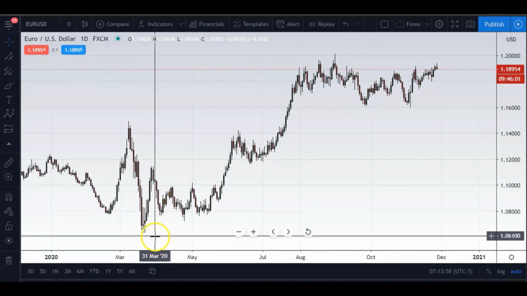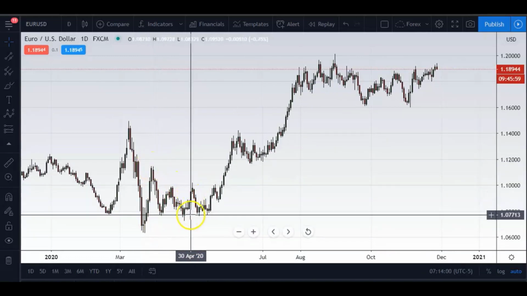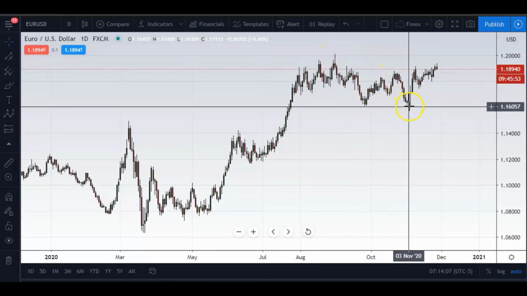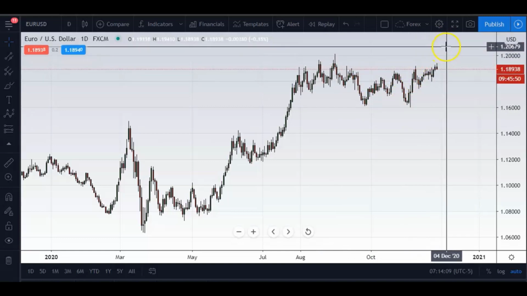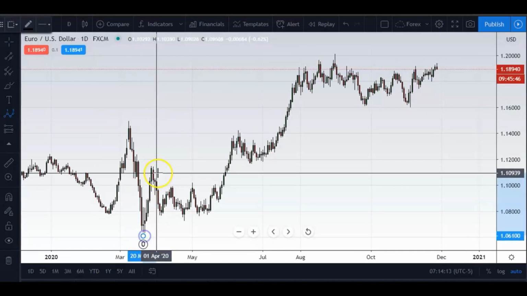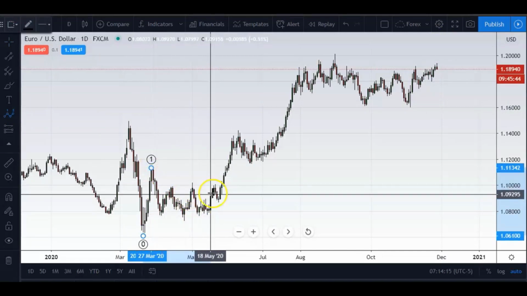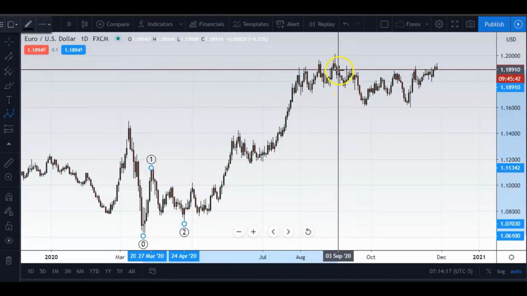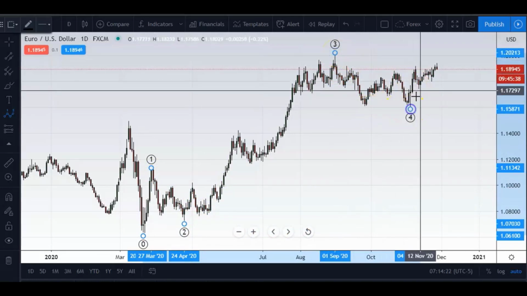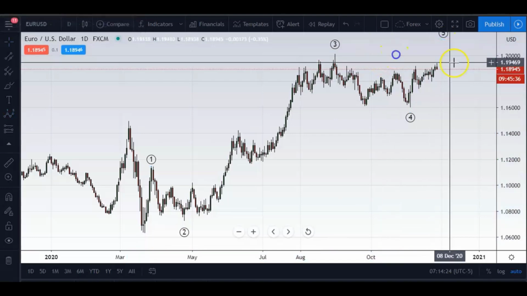I'm currently seeing this as sort of a 1, 2, whatever this was, most likely a third wave, an A, B, C to the downside, and now we're getting 5 waves. And let me just label that again for you. 1, this could have been a triangle. I'm just going to use that as a 2. Most likely a third wave, a 4th wave, and we might just be going into a 5th wave now.